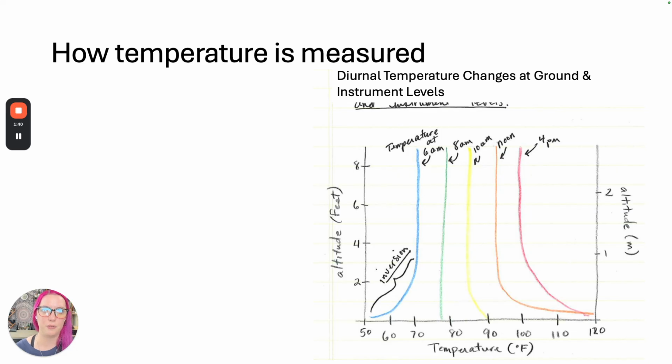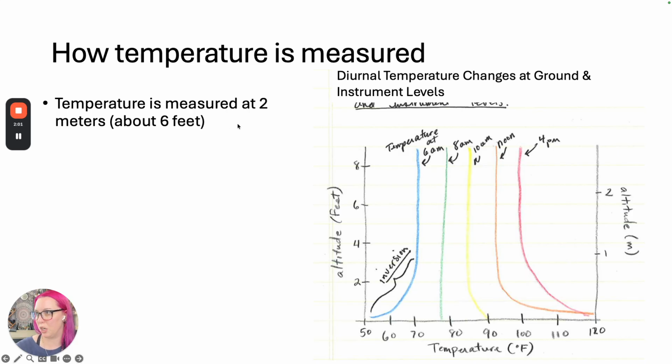We looked at a few different weather stations, and we may have noticed that the thermometers were not right at the surface. We may have noticed that they're actually a bit above ground level, and there's a very distinct reason for that. We measure temperature about 2 meters or so, 2.5 meters, about 6 feet above the ground at the official level. And why do you think that might be?